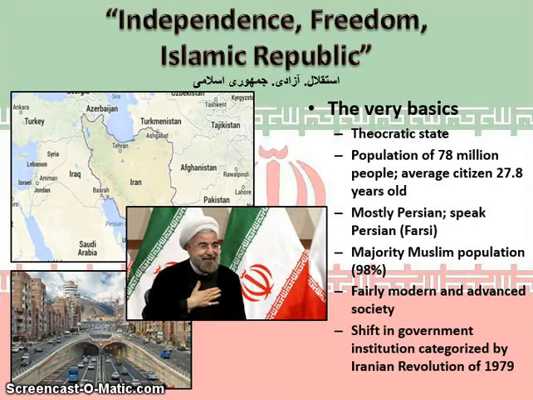It's a fairly modern and advanced society, and we'll cover that on a later slide. And we are going to discuss the shift in government institutions. Back in the Iranian Revolution of 1979, they did go from a more secularized institution to the theocratic state that we know it as today.